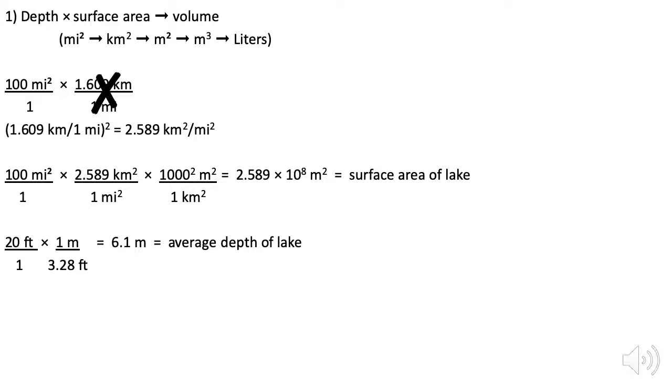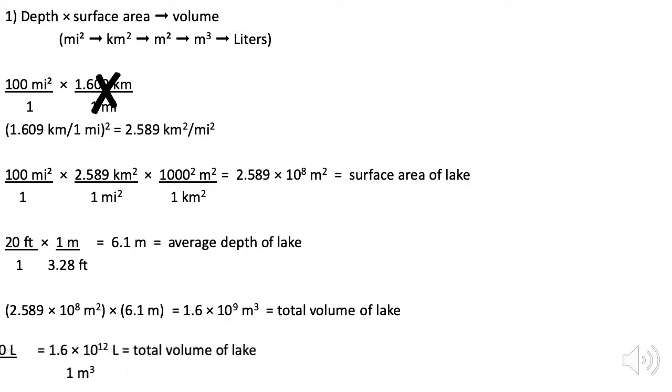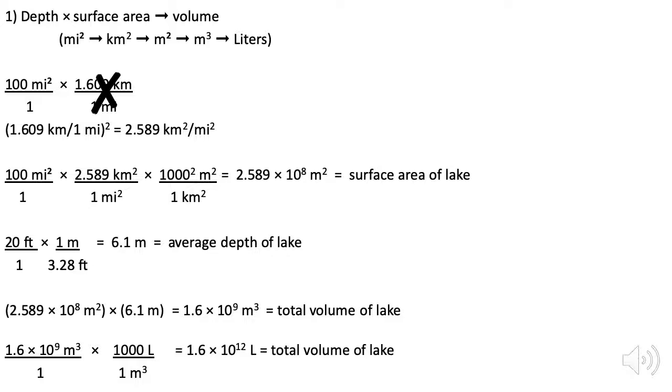Now I can convert my average depth to meters pretty easily just using the given conversion factor. And you'll notice now we're all in meters. We've got meters squared times meters. That's going to give us this volume ratio. The new unit is cubic meters. I'm going to take that volume and convert it to liters. So 1 cubic meter is equivalent to 1,000 liters. And that'll give me this new value, 1.6 times 10 to the 12th liters for the volume of the lake.